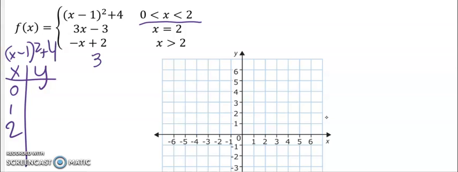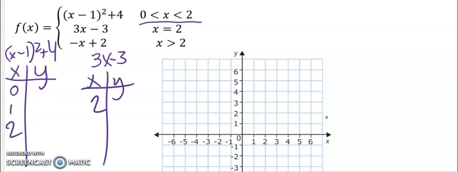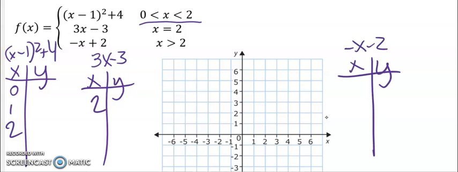This second equation, it says equal to 2. So that's the only number we can use, okay? And then this third equation, it says greater than 2. So we'll just pick a few numbers, 2, 3, 4. Okay? So now let's look.